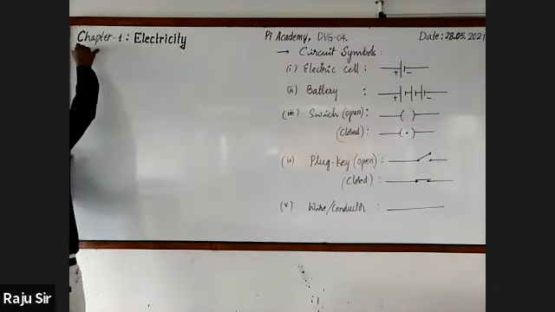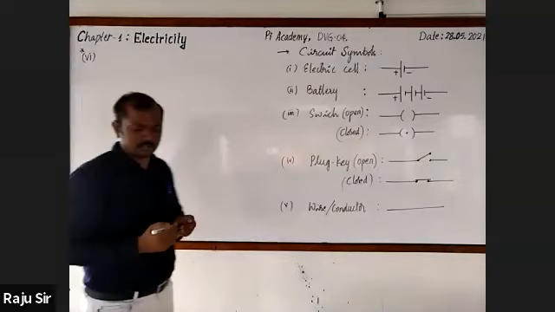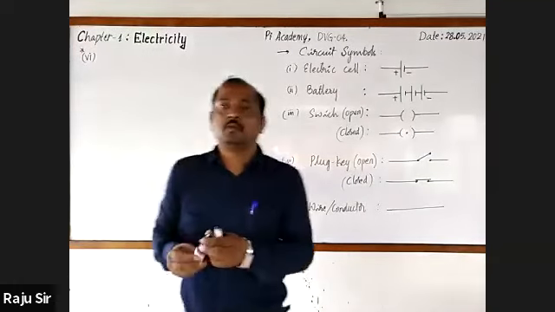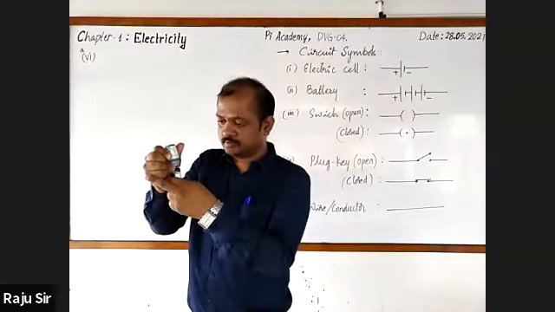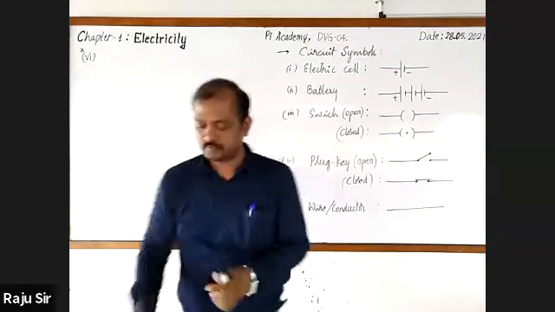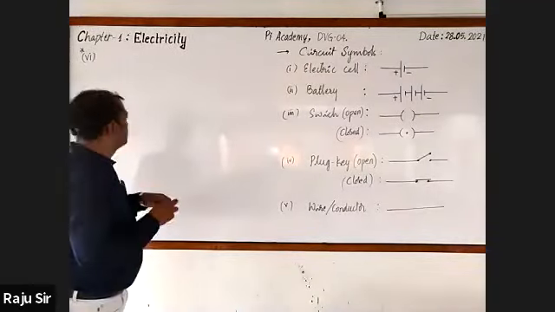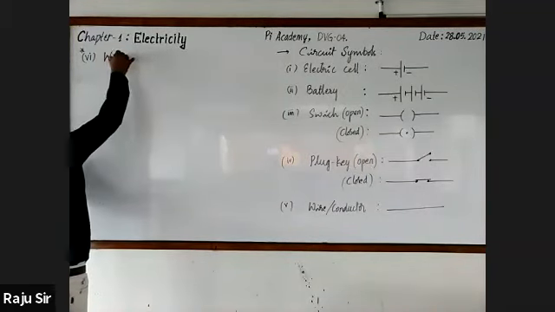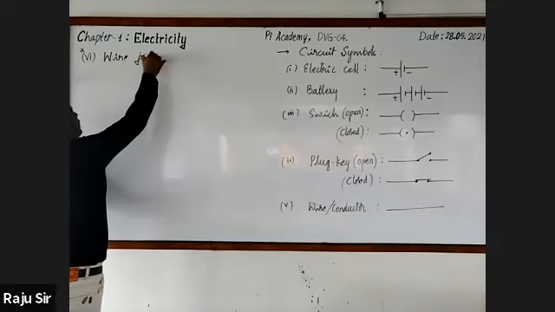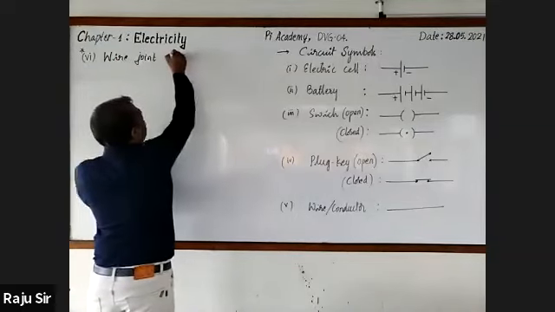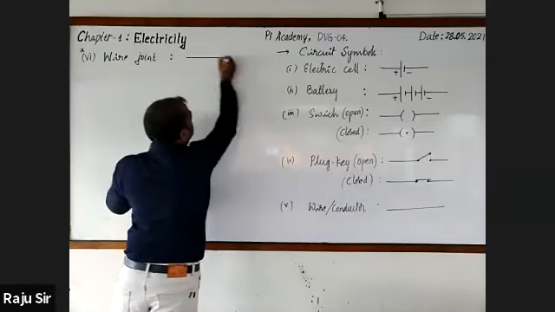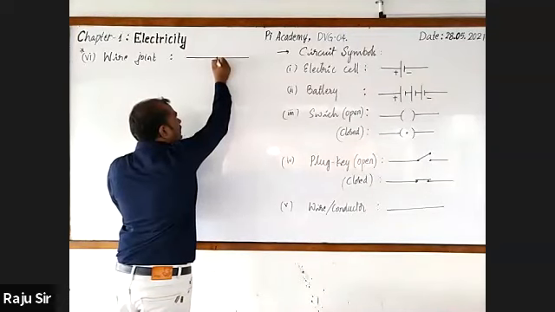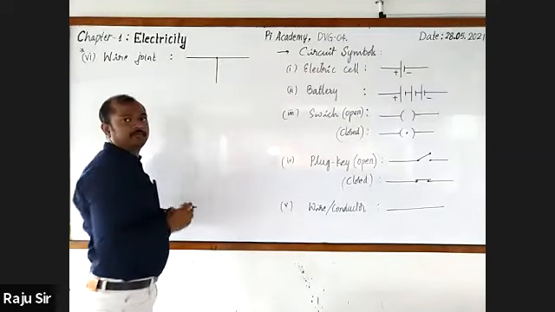Sixth one. I put a single star mark for this. It is wire joint. Here I'll write wire joint. Here we can draw like this. This is a straight line. At one point, from here, we will connect another wire.